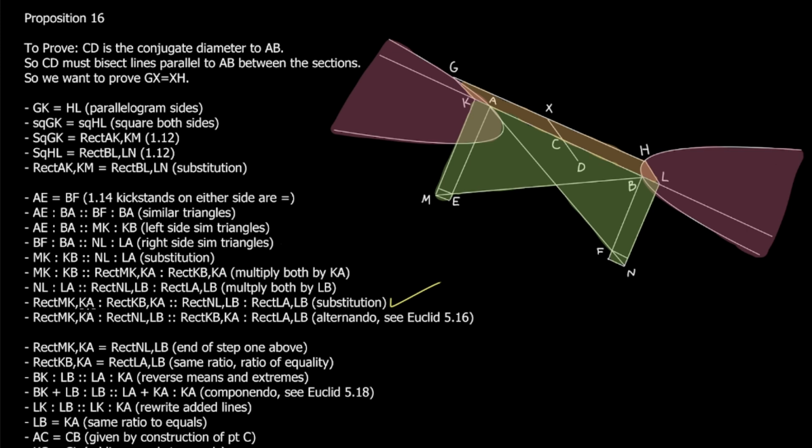And then we have an alternando step. That just means we bring down the things on the ends. These are the exact same. And then we switch the two terms in the middle. And you can look at Euclid 5.16, but it's a step in ratio manipulation called alternando, and it's just this process.